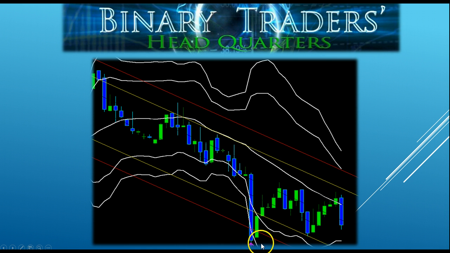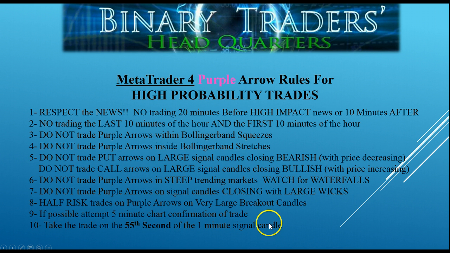on this trade. If you're getting a purple arrow on a very large candle, you should consider one of 2 choices. 1, just staying away and looking for a better trading opportunity, or 2, take a half risk trade on this particular purple arrow. And again, we've got 9 and 10 here.